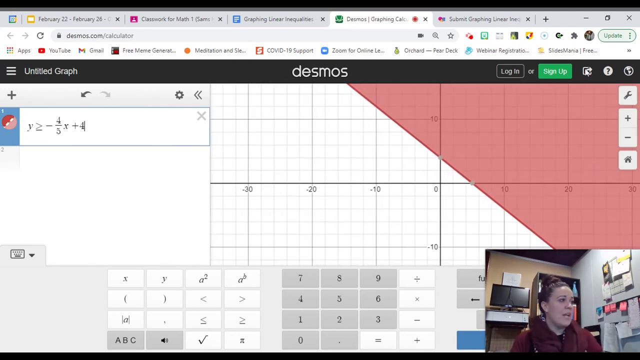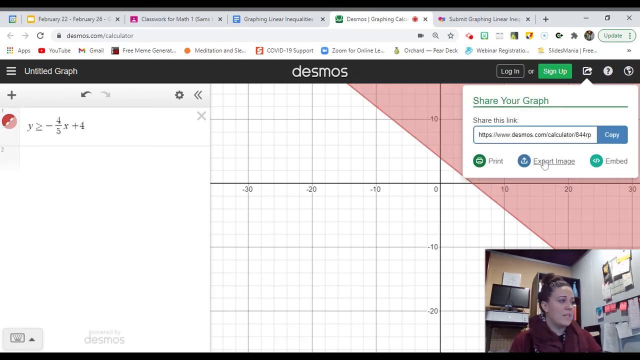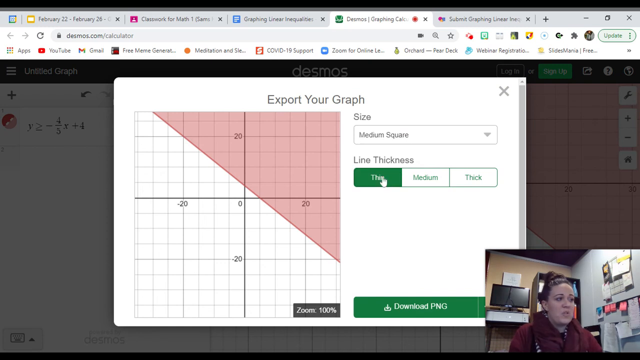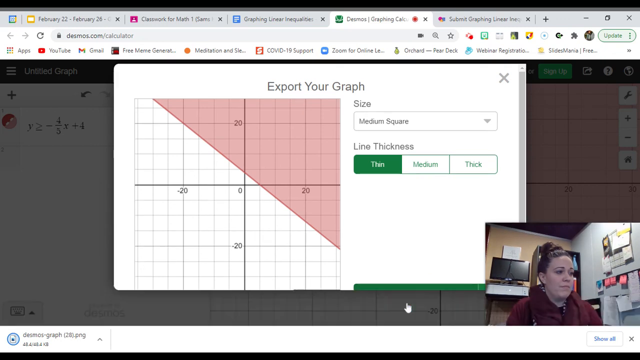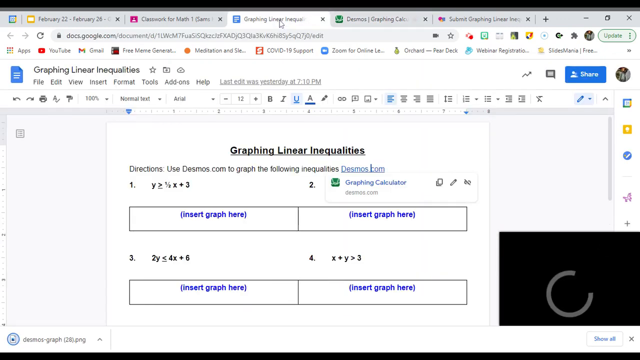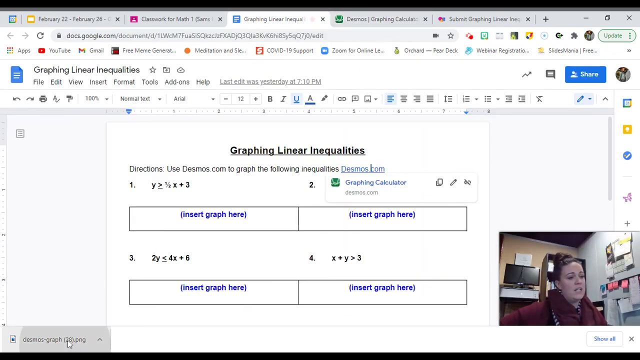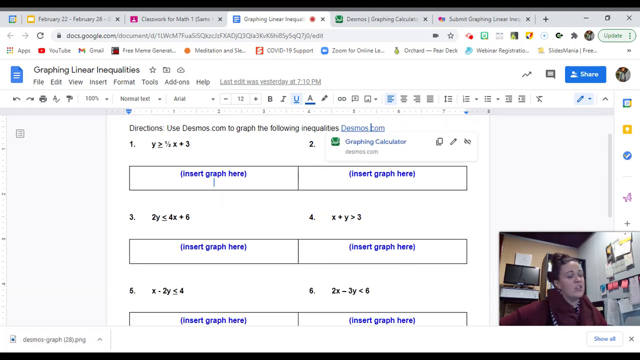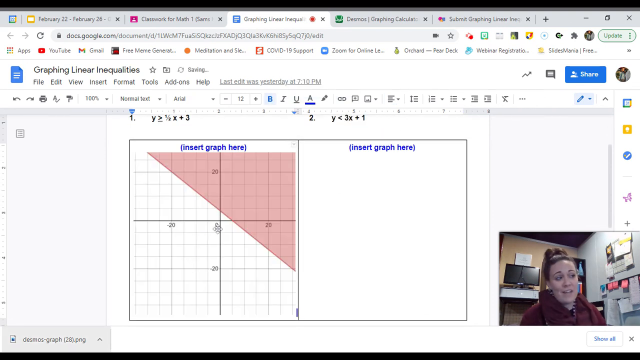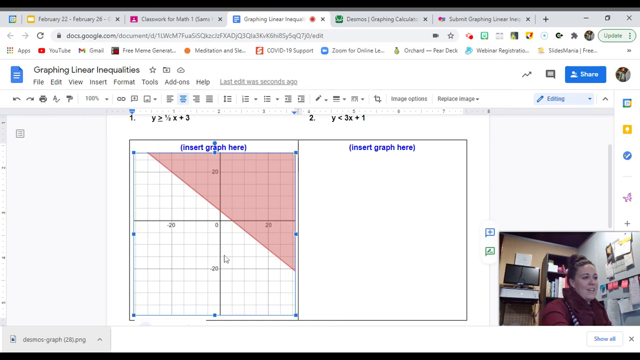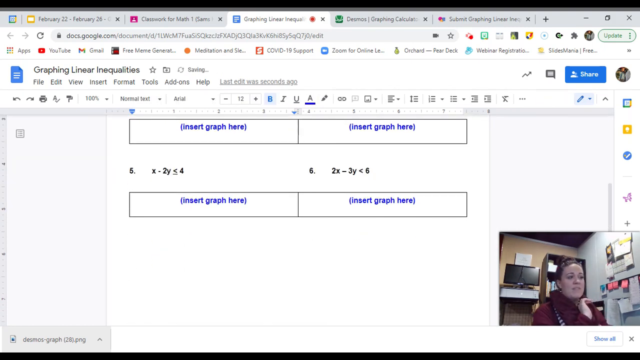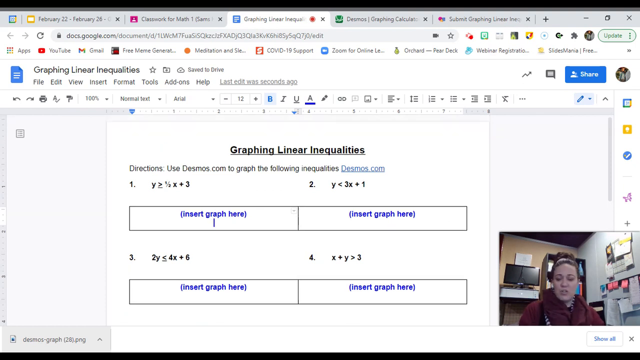You are able to export this here. We're going to export image. Thin, medium, small, whatever. Download it. And then you are going to go to your particular Google document and you're going to click and drag where it says insert graph here. Now, I'm going to go ahead and release it, but please note that this is not the answer to number 1. So I'm going to delete this because again, that's not the answer to number 1, but we're going to click and drag and you have 6 particular inequalities to use with Desmos.com.